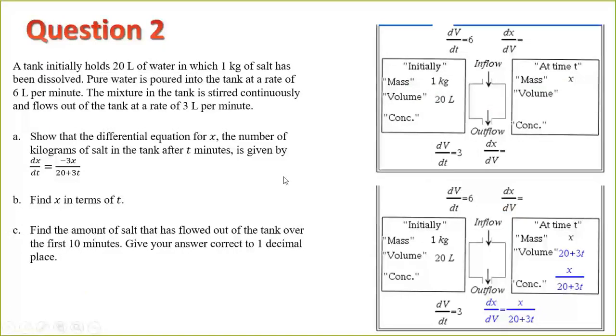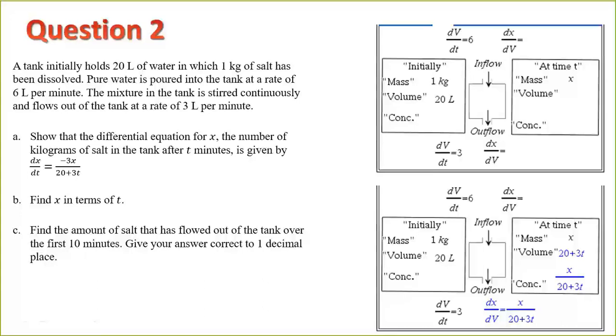Okay. So second question now, taking up a step. This time, we've got a tank that holds 20 litres of water, in which we've got 1 kilo of salt already. This time, pure water is being poured into the tank at a rate of 6 litres per minute. And like before, the tank is being continuously stirred, and the liquid is flowing out of the tank at a rate of 3 litres per minute.